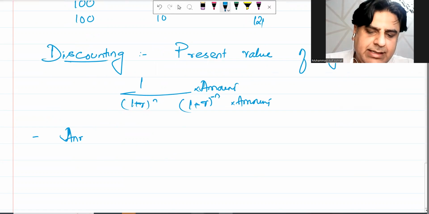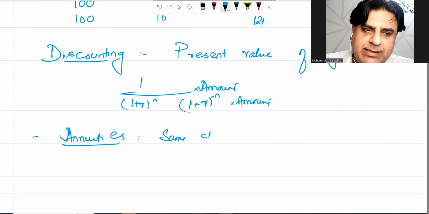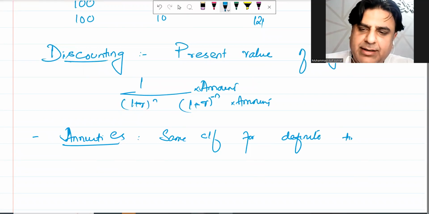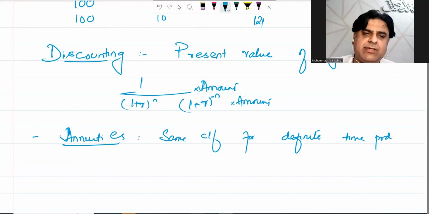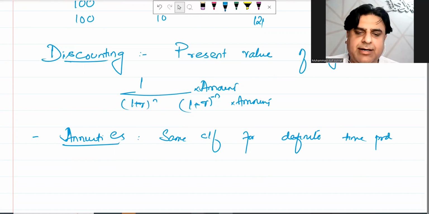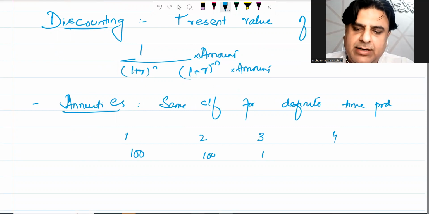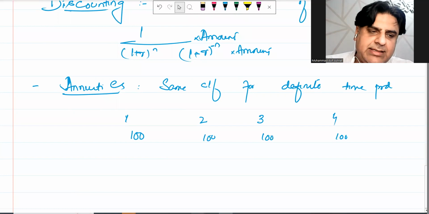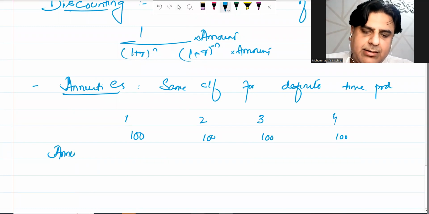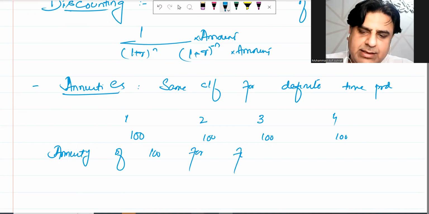Next is annuities. What are annuities? Same cash flows for a definite time period. If you have similar, constant cash flows for a definite time period, these are called annuities. 1, 2, 3, 4. Each year you have a cash flow of 100, 100. So we can say that this is an annuity of 100 for 4 years.